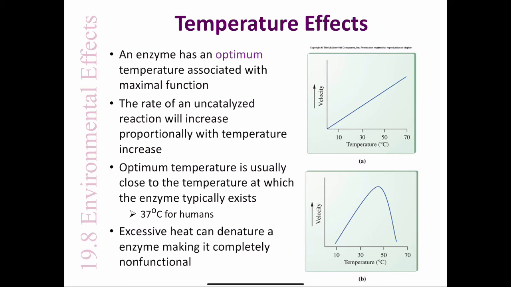The rate of uncatalyzed reactions steadily increases with increasing temperature because more collisions occur with sufficient energy to overcome the energy barrier for the reaction. The rate of an enzyme-catalyzed reaction also increases with modest increases in temperature because there are an increasing number of collisions between the enzyme and the substrate.